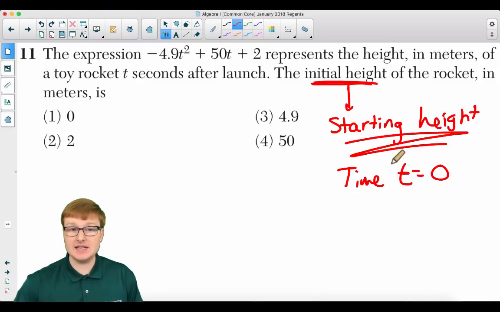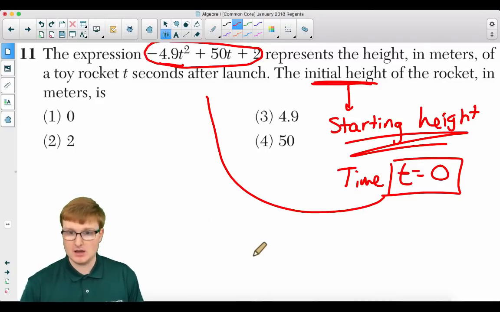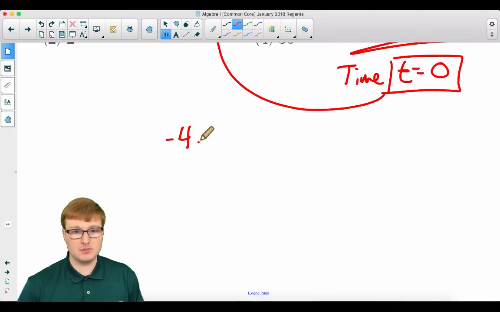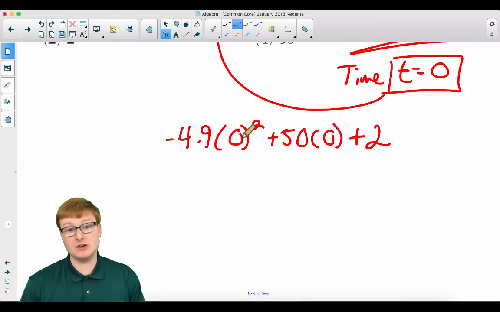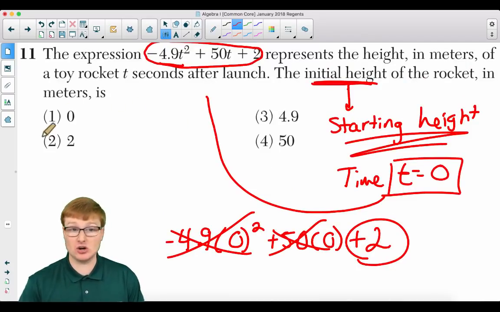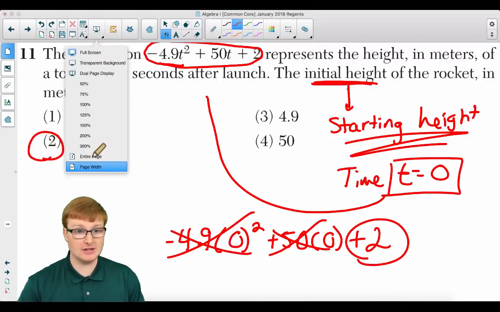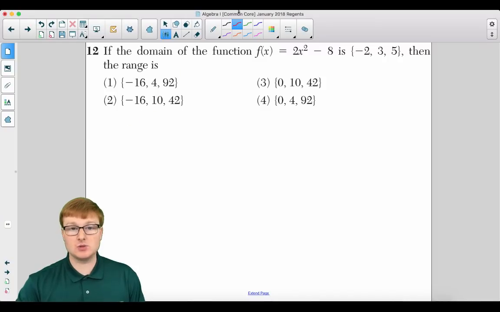So if you take t equals 0 and you plug it in to this equation up here, let's see what we get. We get negative 4.9 times 0 squared plus 50 times 0 plus 2. Well, 0 times anything is 0, so that's out. You're left with positive 2. So that is the starting height of the rocket. Your answer is going to be choice 2 for that question. Move on to the last one, number 12.